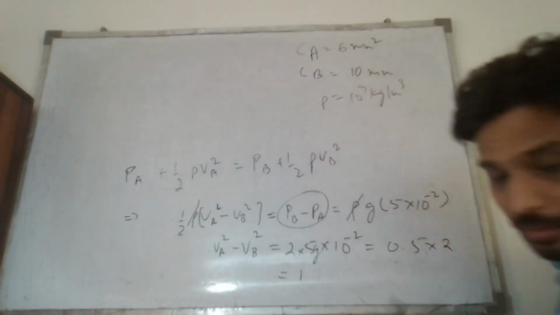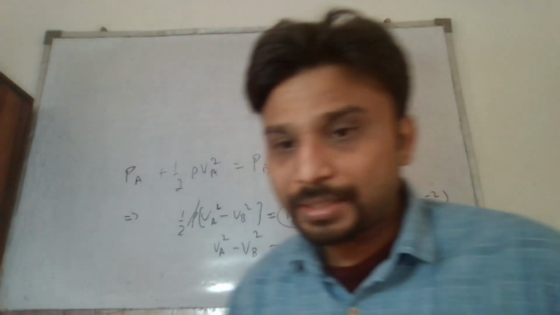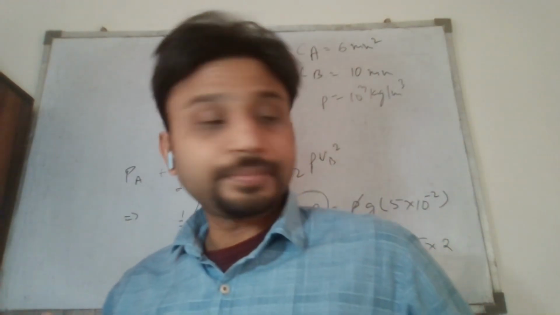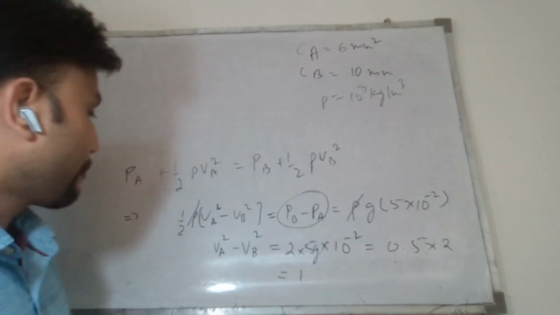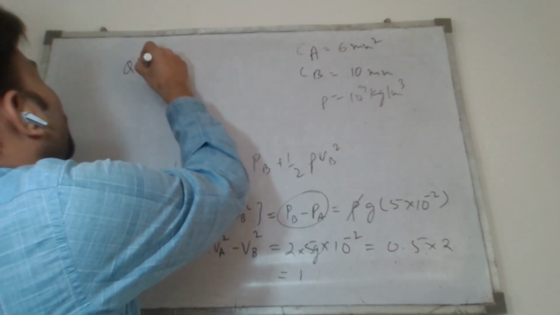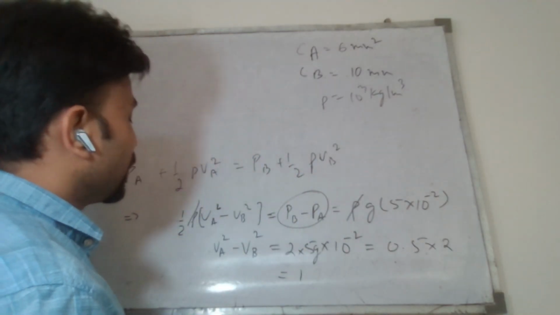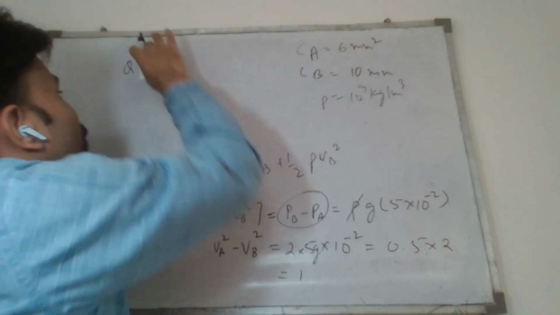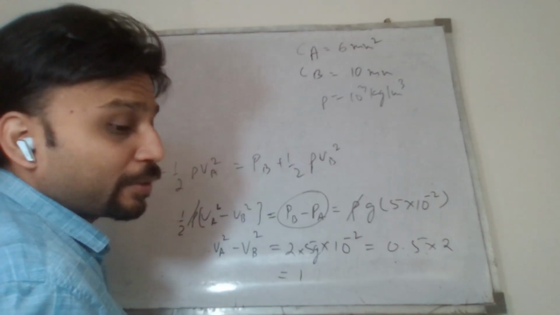Next, we want that K. What is the rate of fluid flow? The rate of flow of the fluid in the venturimeter, that is Q. That is what is needed in the question.